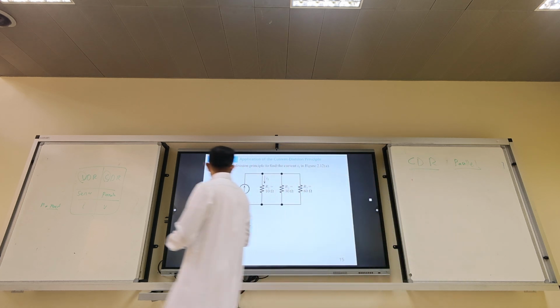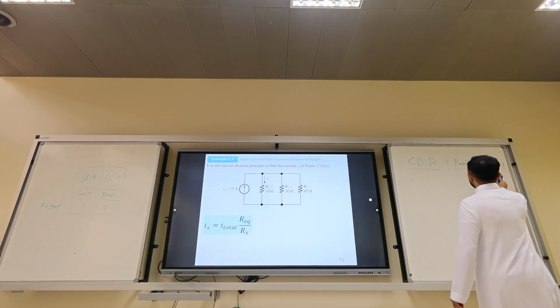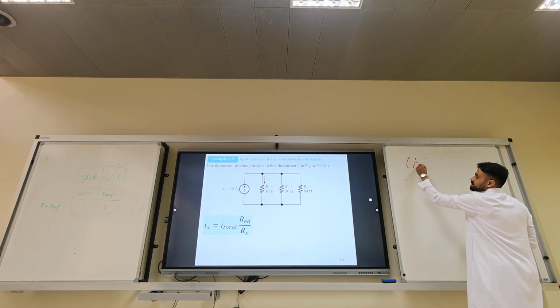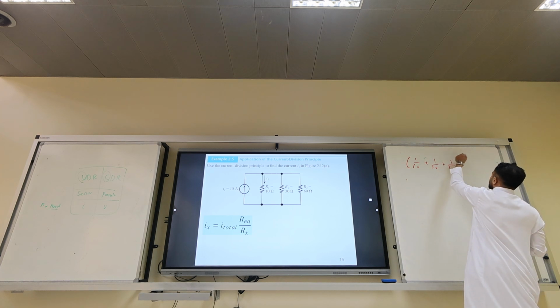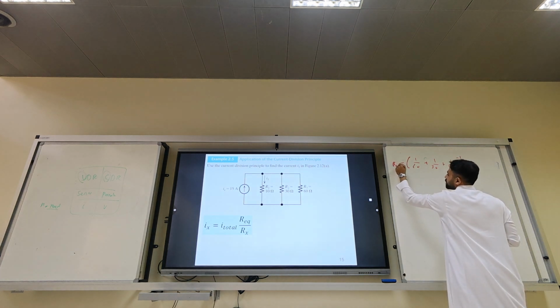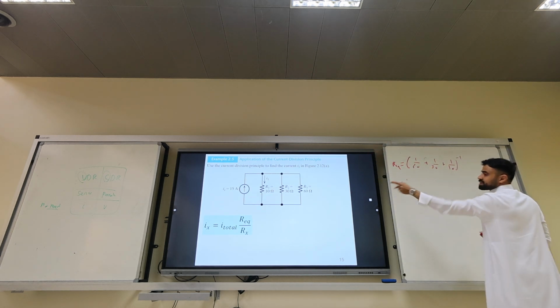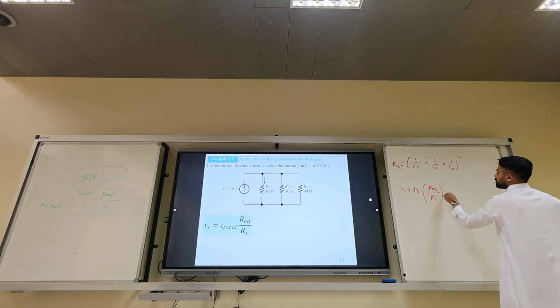So this is 15 ohm. What's R equivalent? R equivalent is 1 over 60 plus 1 over 30 plus 1 over 10, inverse. So if you want to calculate, for example, I1 equals I source, which is 15, times R equivalent over R1, which would equal 15 times something over 10. What is this something?